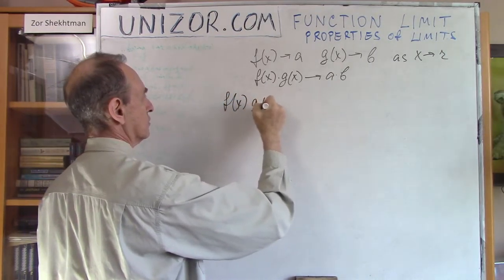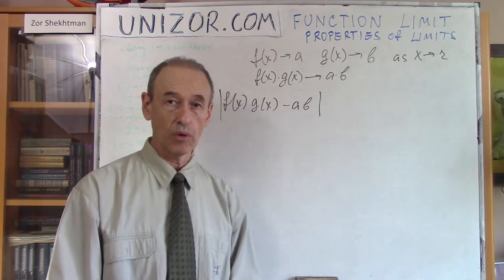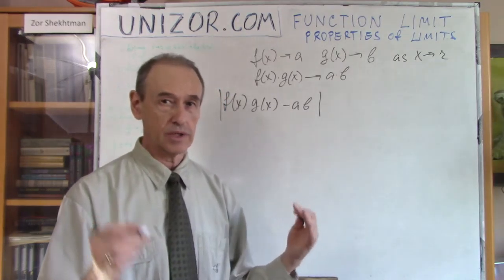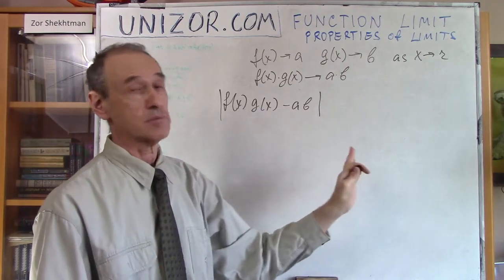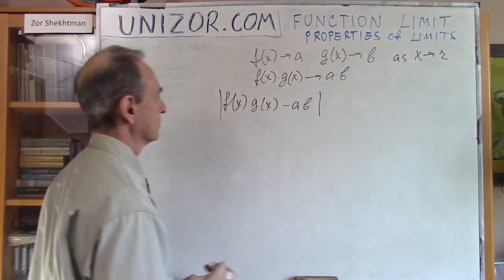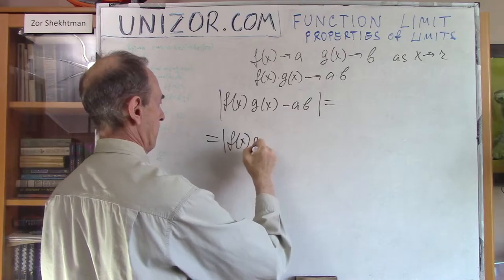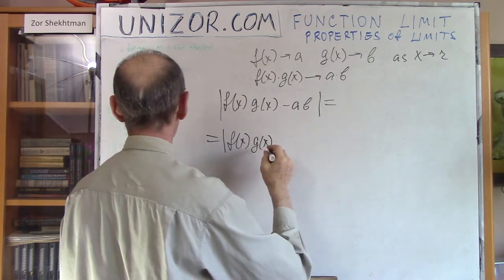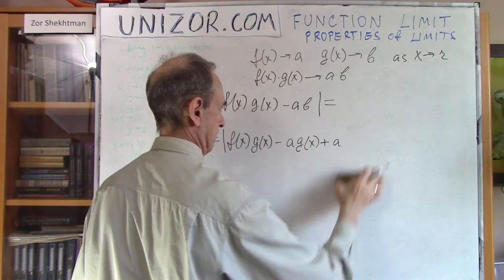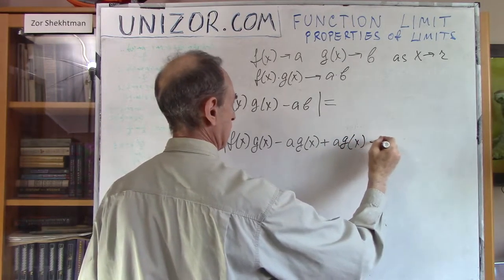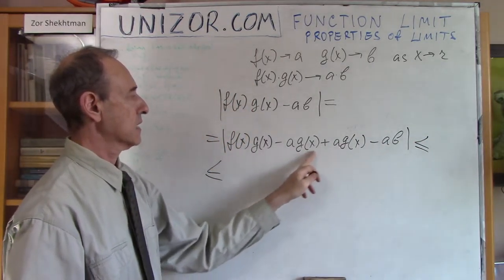f of x, g of x minus ab. That's what we have to somehow prove, that this is very, very small, any kind of degree of smallness, infinitesimal actually, if x is converging to r. So we have to prove that this is infinitesimal as x converges to r. How can I prove it? Here's a little trick. I subtracted and added a times g of x.